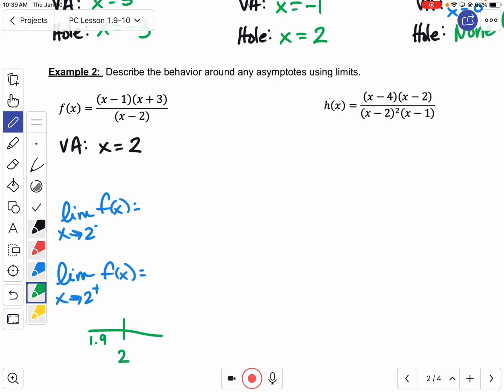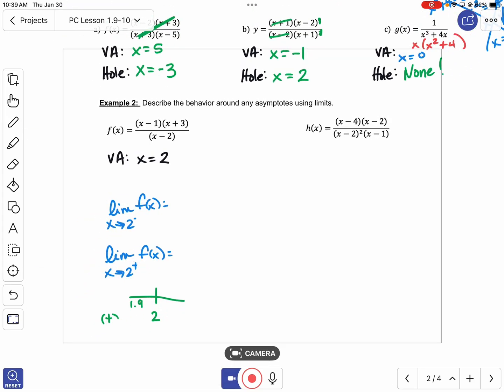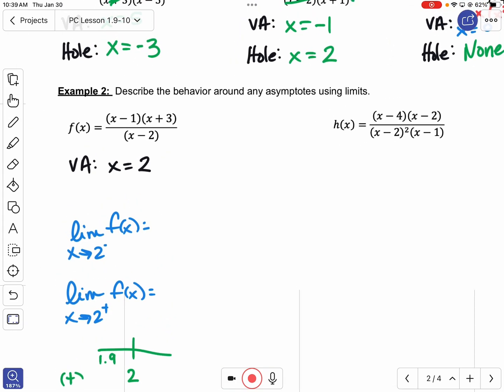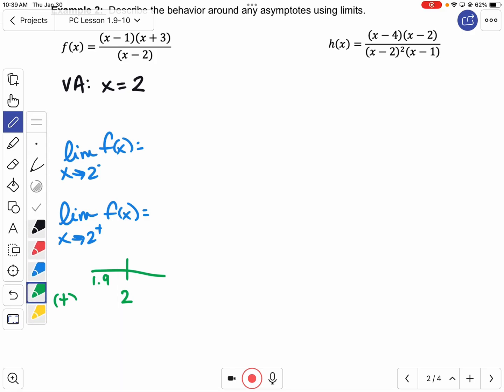So if I plug it in, 1.9 minus 1, would that give me a positive or a negative? A positive. 1.9 plus 3, positive or a negative? Positive. And then 1.9 minus 2. That would give me a negative. All right? So if I take a positive times a positive, I divide it by a negative, what do I get? I get a negative. So guess which infinity we're going to approach? Negative infinity. And that's what we're going to do. Okay? So those sign charts are good for that, for us just to kind of think about the math, what's happening to those y values around that asymptote.